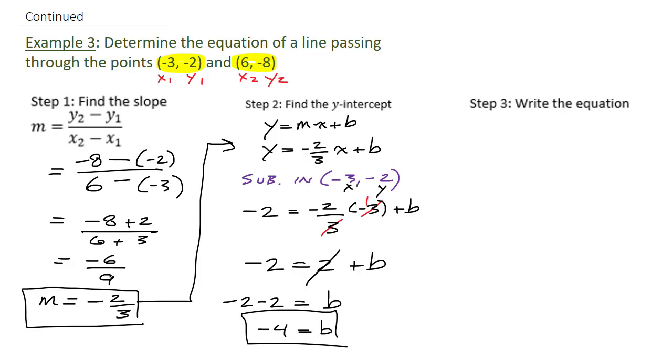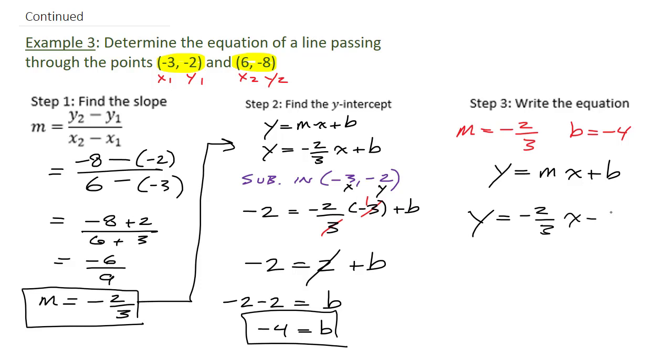Let's write our equations. So let me just summarize here. M is -2/3. B is -4. We don't substitute the equation to our final answer, right? So when we sub into y equals mx plus b, we get y equals -2/3 x minus 4. Done. All right, let's do a couple more here where they're going to get a little messier, so check them out.